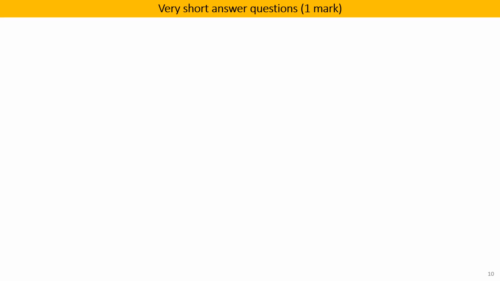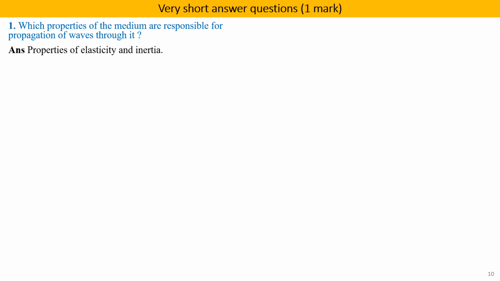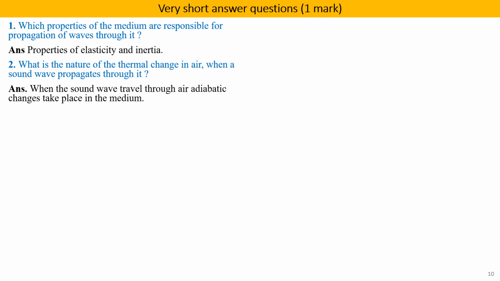Now we will take up very short answers of 1 mark. Which properties of the medium are responsible for propagation of waves through it? Properties of elasticity and inertia. What is the nature of thermal change in air when a sound wave propagates through it? When the sound wave travels through air, adiabatic change takes place in the medium.